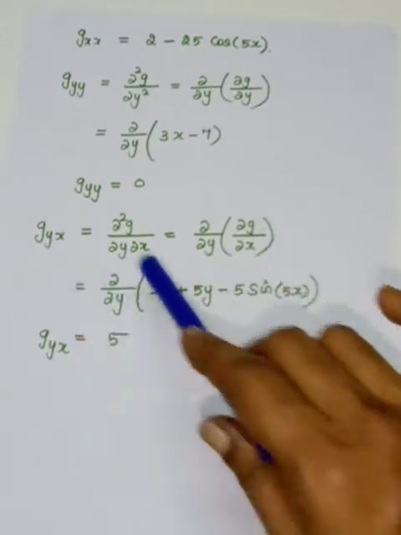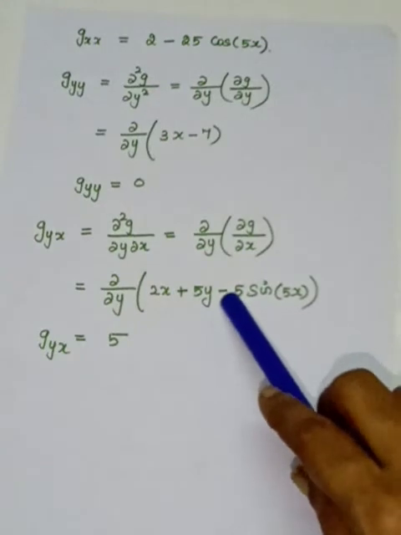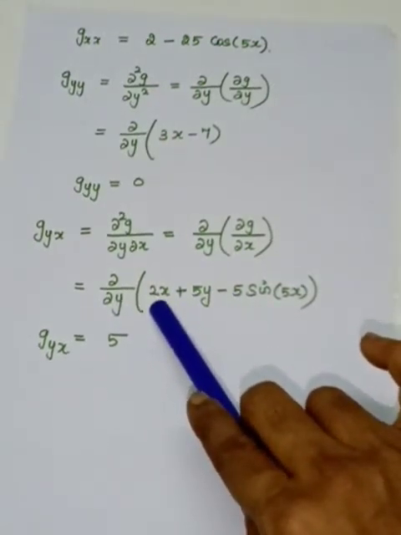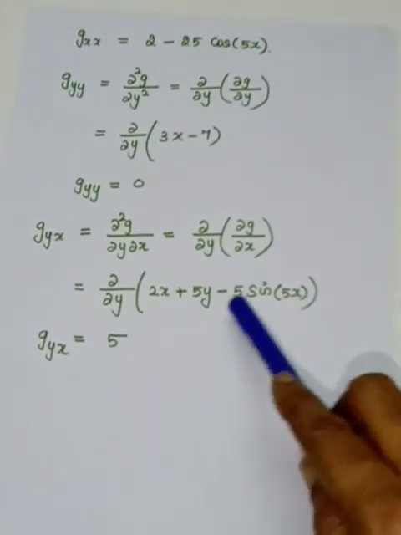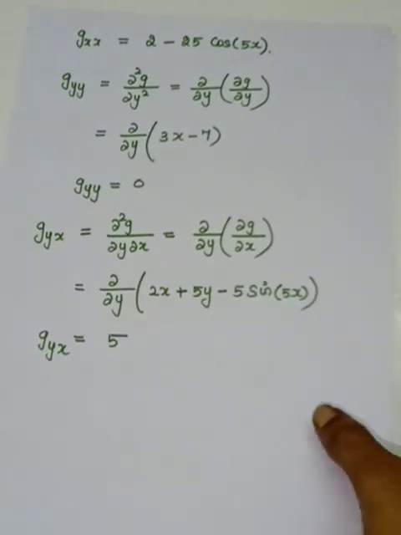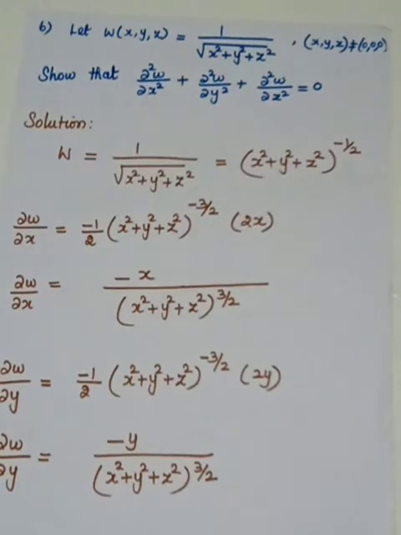So and then gyx. So it is dou square g by dou y dou x. So how it will be written? Dou by dou y of dou g by dou x. Dou g by dou x is written. It has to be differentiated partially with respect to y. Look at the first term. It involves x. So whose differentiation is 0. 5y differentiation is 5. And here the whole term is involving x. So therefore whose differentiation is 0. So therefore gyx is equal to 5. And come to the next one.